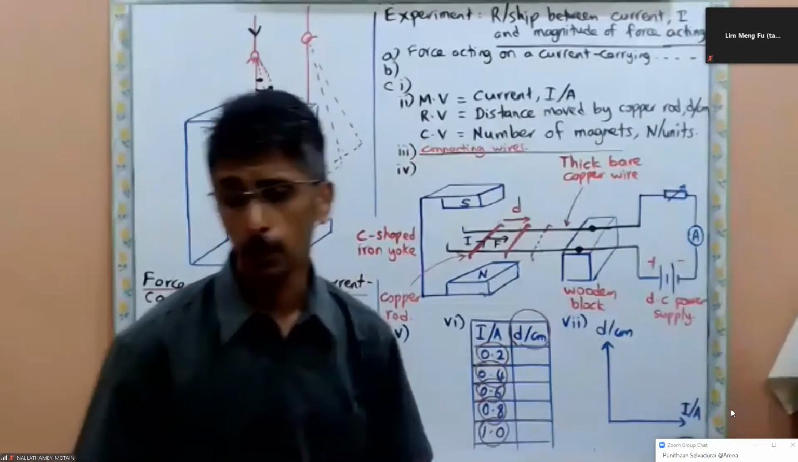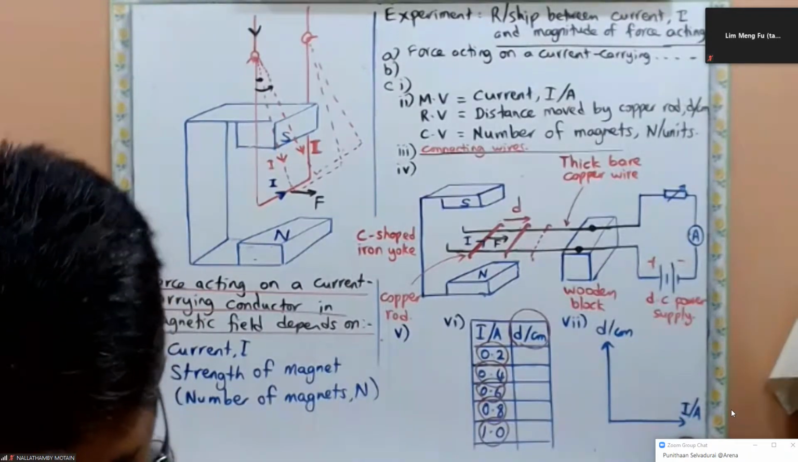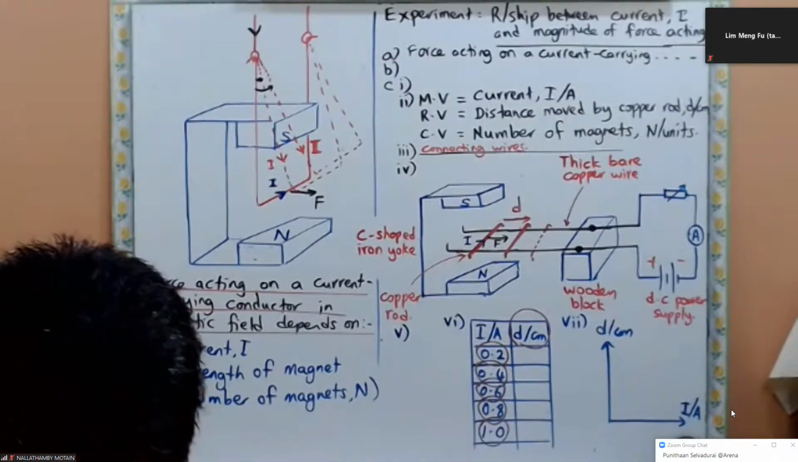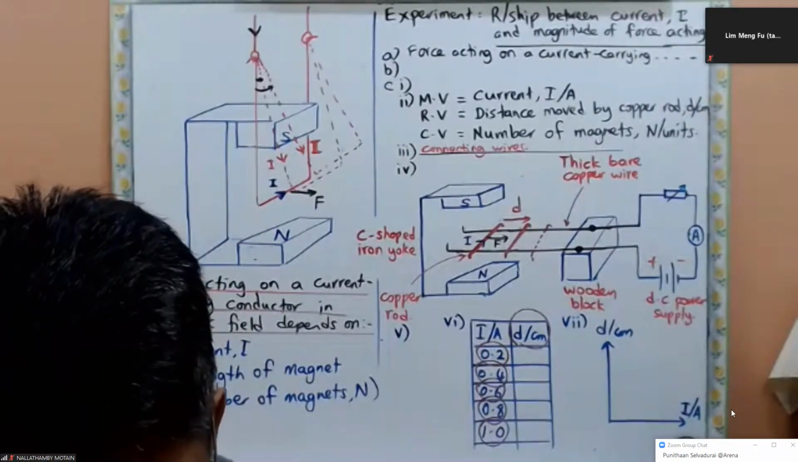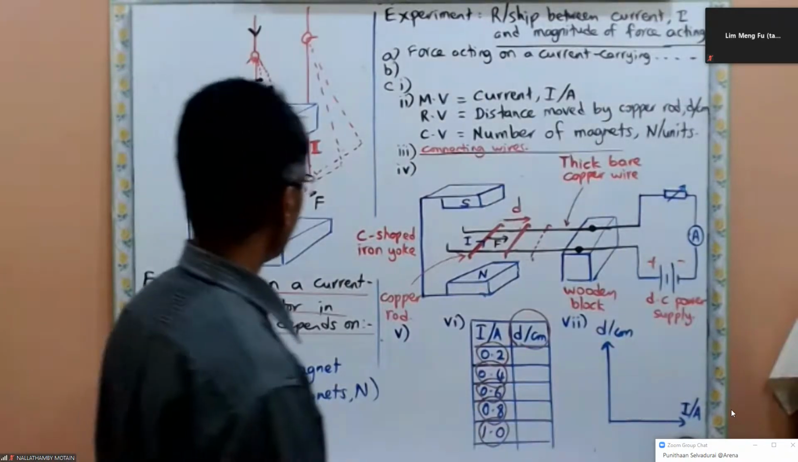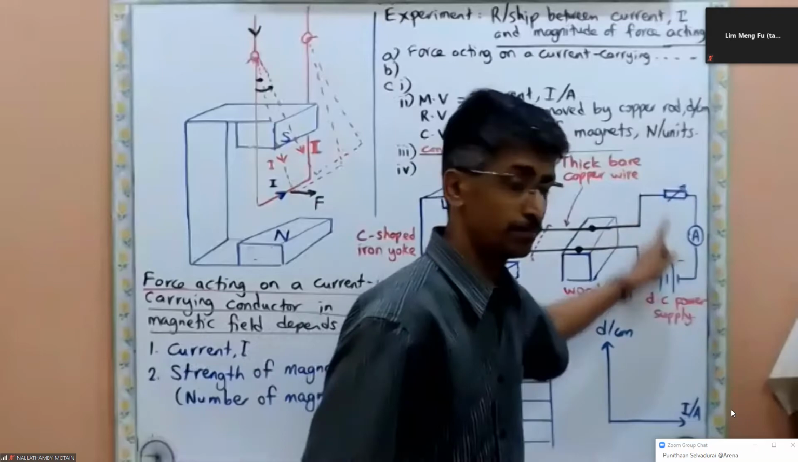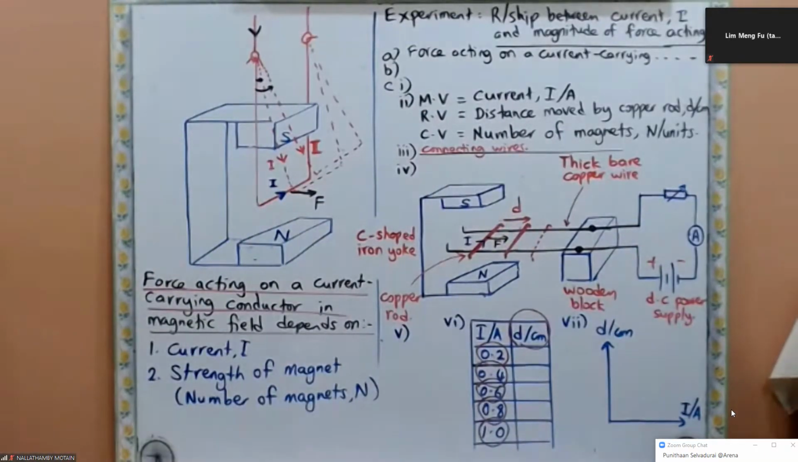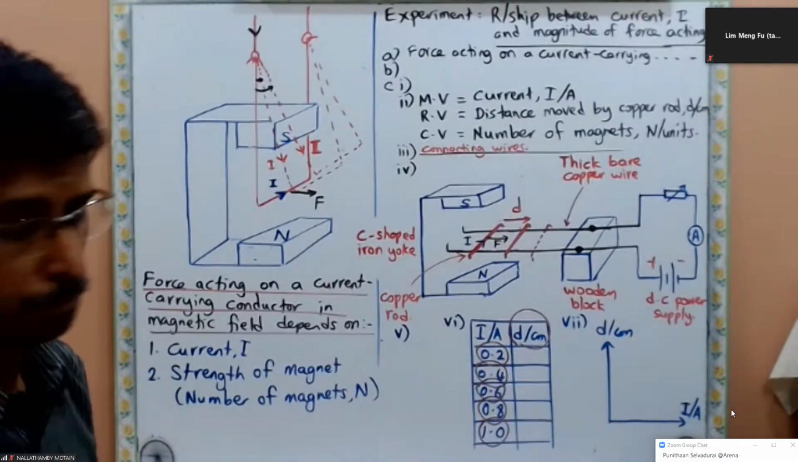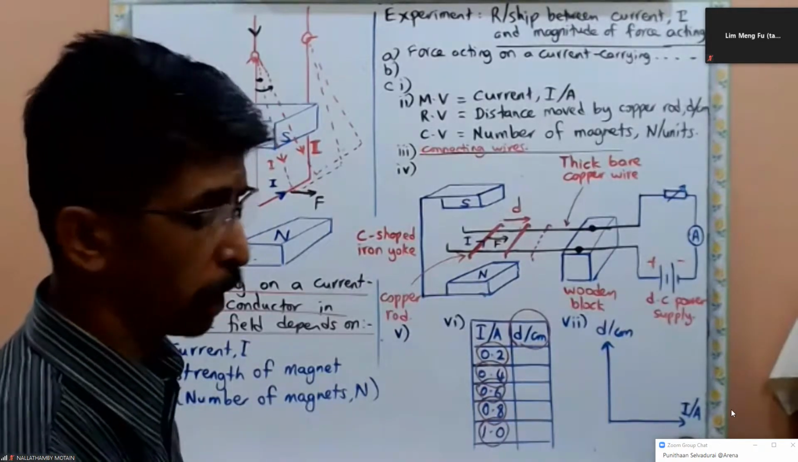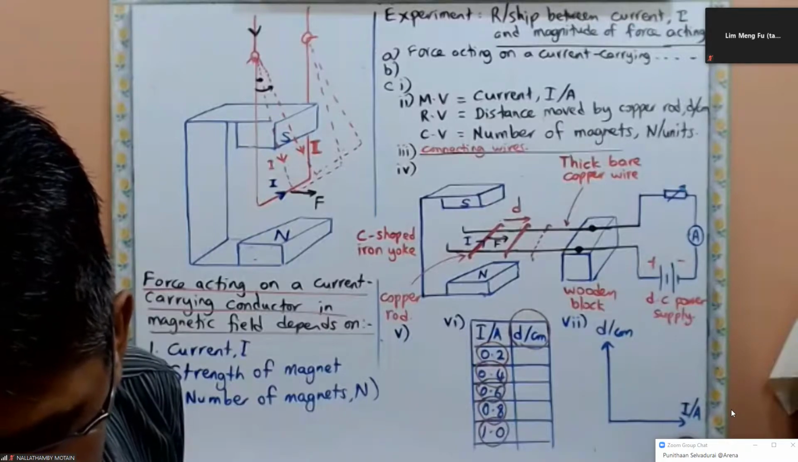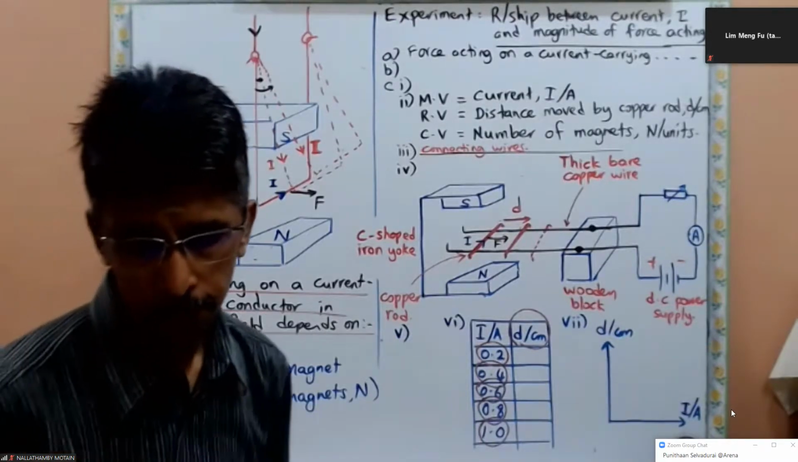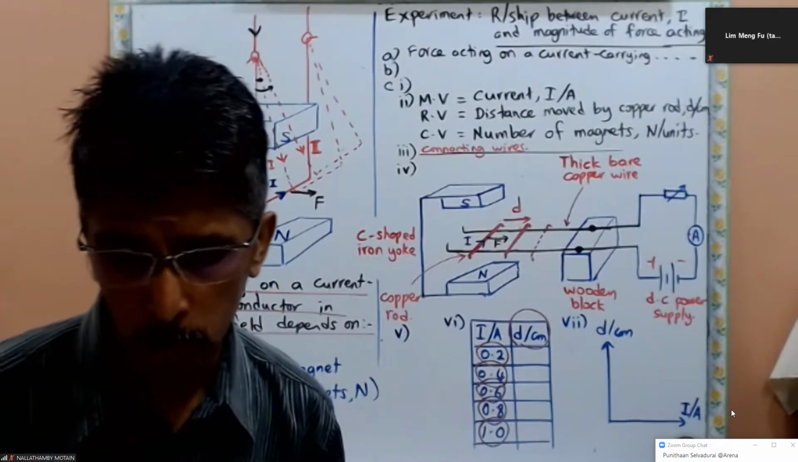Okay. So please write the procedures. Okay, for the procedure: adjust rheostat until current flow in the circuit becomes 0.2 ampere.